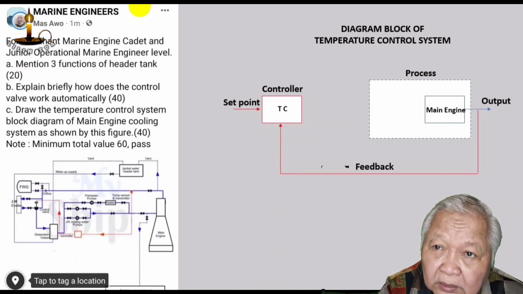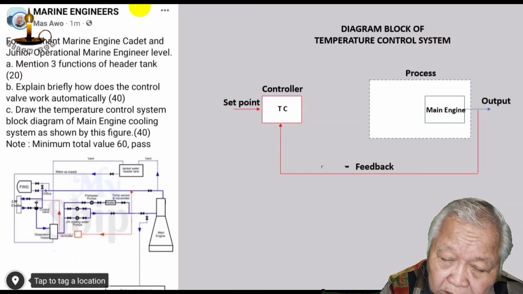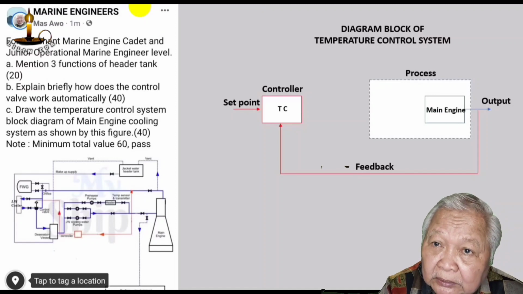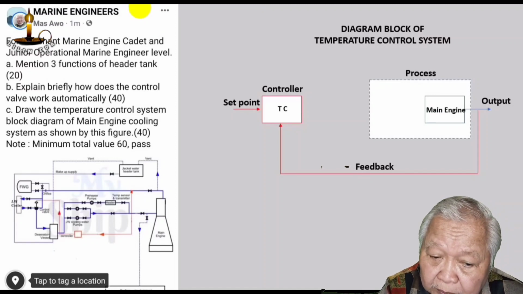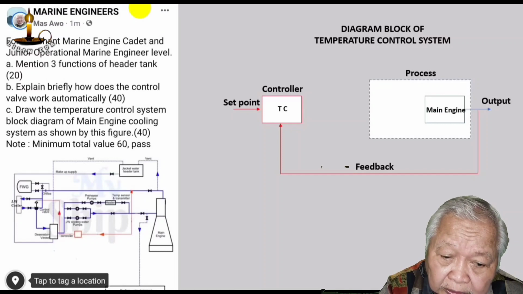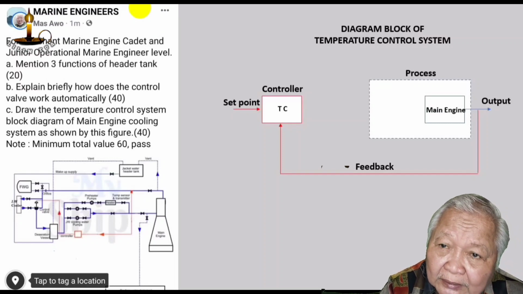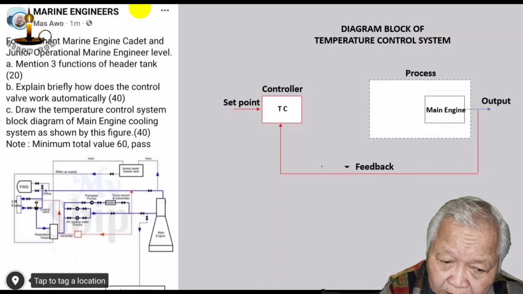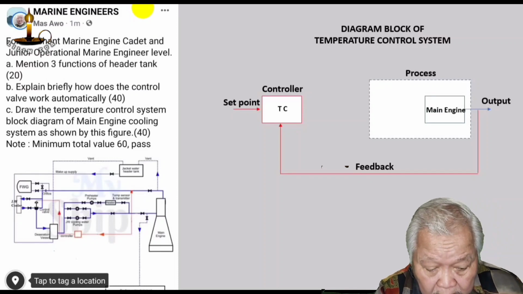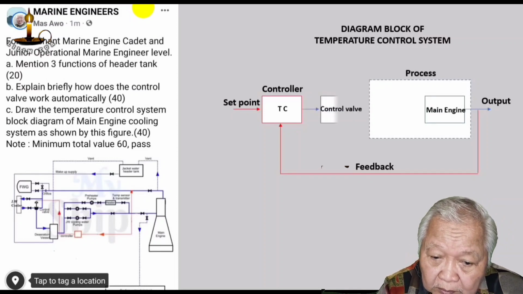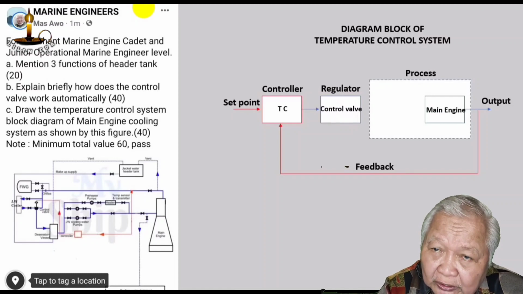After comparing the value of input feedback that comes from the temperature sensor from the output with the set point or desired value, the controller decides if there are deviations or not, and it must respond to the control valve as the regulator.